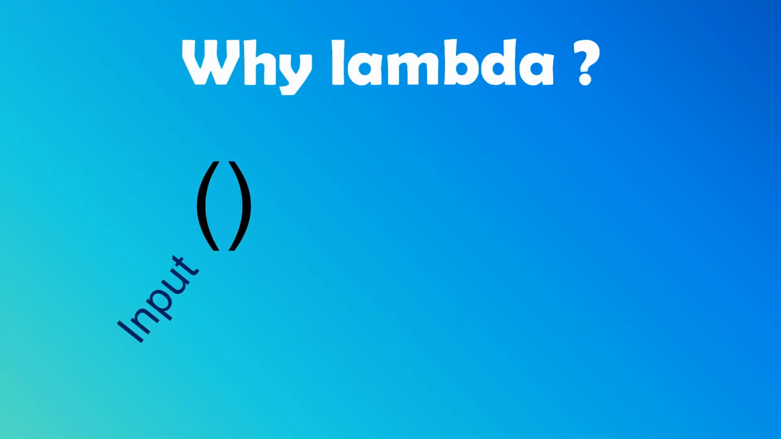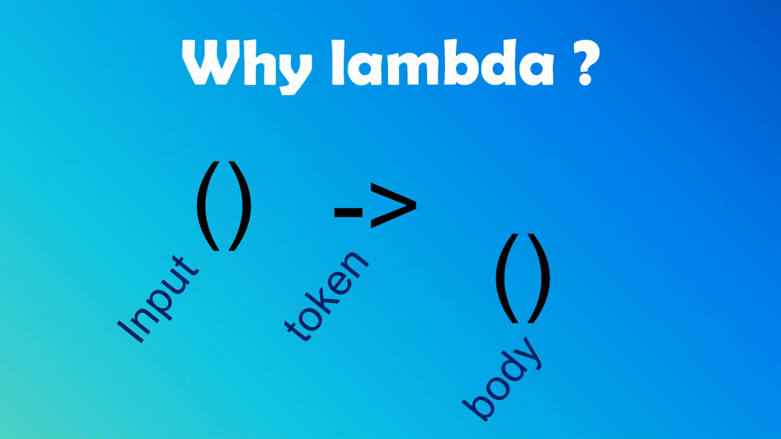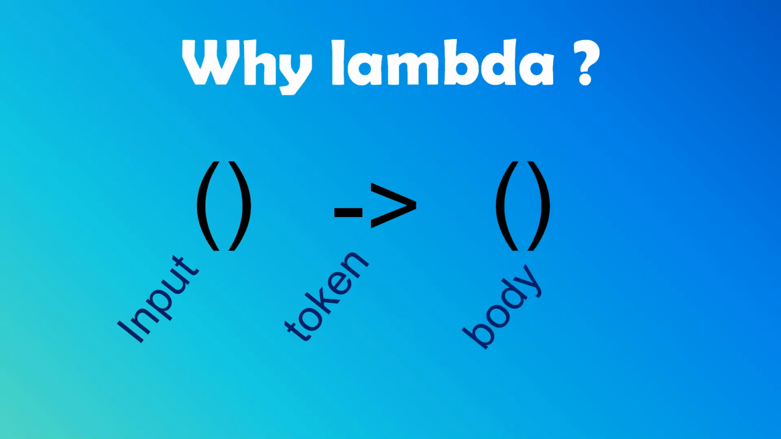So why lambda and how does it look? We already saw in the previous tutorial how the lambda implementation looks and what the syntax is. The first part is the open and close brackets, which indicate the input, and second is the token, hyphen and the greater than symbol, that indicates this is the lambda expression token, and then the body. Everything all together is called a lambda.